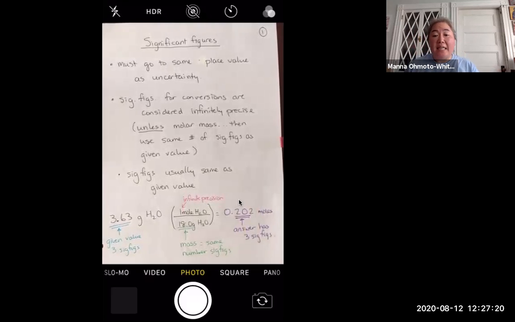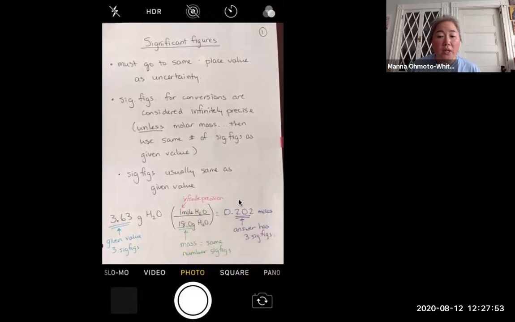Significant figures in conversions are considered infinitely precise unless it's molar mass, because you choose which decimal place to use. In that case, use the same number of sig figs as your given value. So if your given value is 3.63, that's 3 significant figures, make sure that your molar mass from the periodic table, you choose to go for 3 significant figures, and that your answer will then have 3 significant figures.